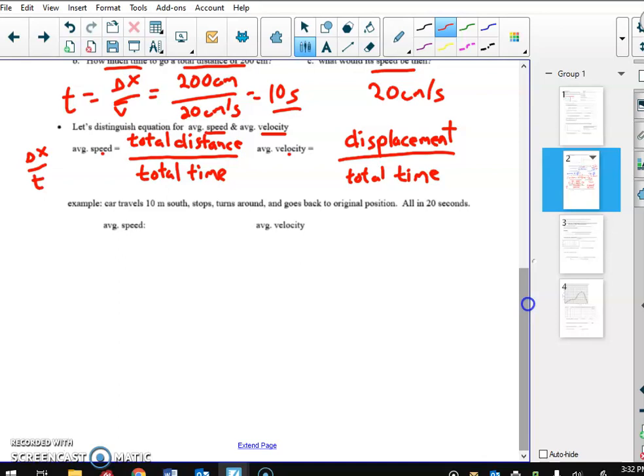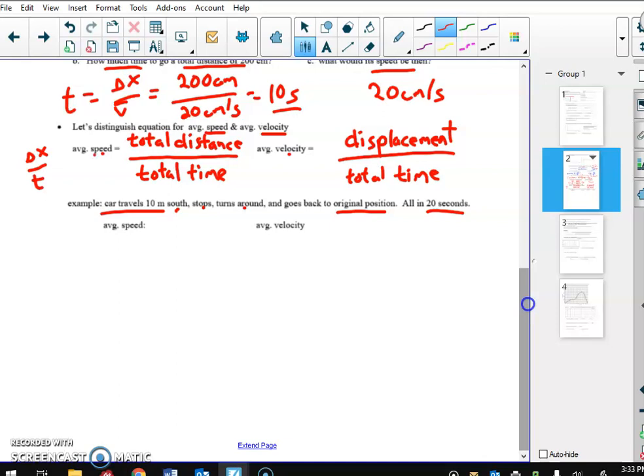So let's just do a quick example. And if you're still a little bit confused with that, when we do enough practice, we'll start seeing the difference. So a car travels 10 meters south, so that direction is coming into play. It stops, turns around, and goes back to the original position, in other words, where it started from. This all took 20 seconds. So I'm going to ask you, what's the average speed?